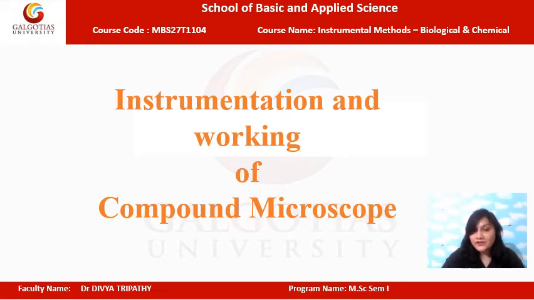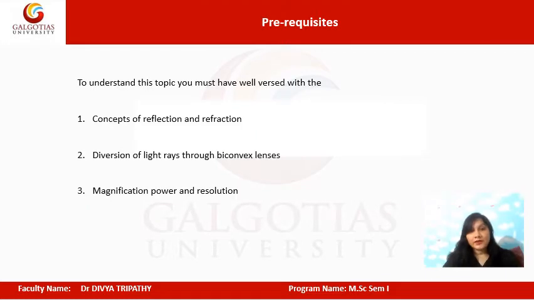So let's start today's topic, that is instrumentation and working of compound microscope. To understand the instrumentation and working of compound microscope, you should be well versed with the concept of reflection and refraction that you have read in your previous classes. You should know the way how light rays get diverted when passed through the lenses, specifically through biconvex lenses. And of course, you should understand what is magnification power, what is resolution, and how these two parameters are different from each other.